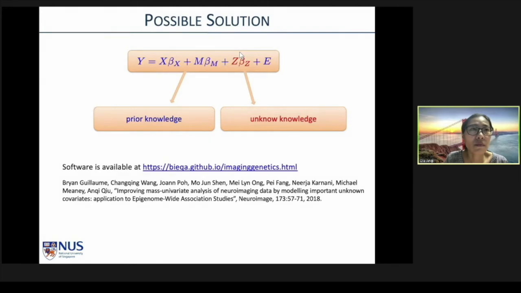So there are many ways to solve this problem, where partially the model is known and partially the model is unknown. We have proposed one of the ways to solve this problem in this paper, and the software is available on this website. You can download it.